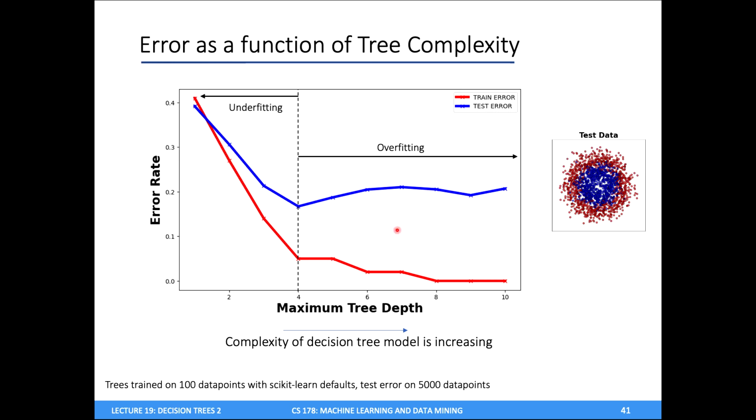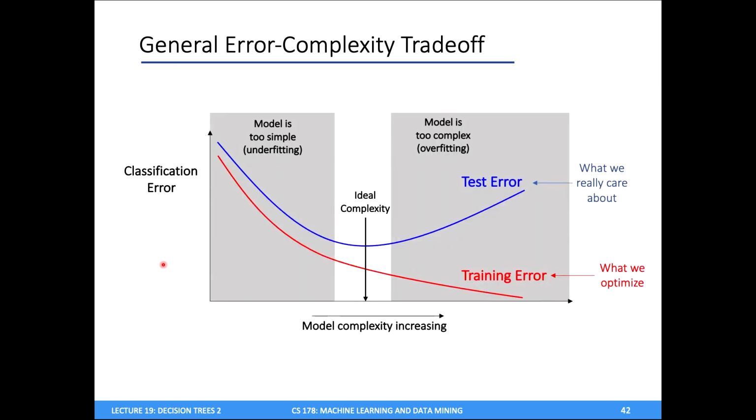This, of course, is an example of this general error complexity trade-off that we've seen so many times for so many different models, where, again, the idea is your model is too simple, it can't fit the training data in the first place, versus your model being too complex, it's fitting the training data too well. So as always, there's important parameters to tune in these models sort of before even fitting them in order to get good performance.